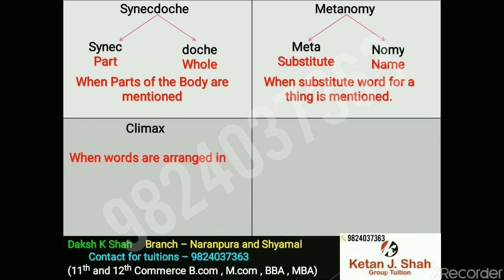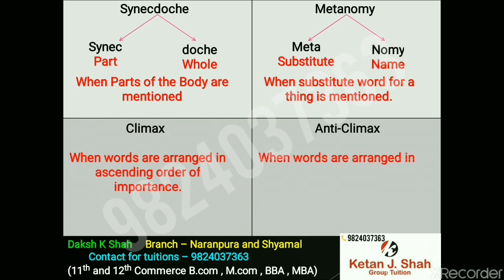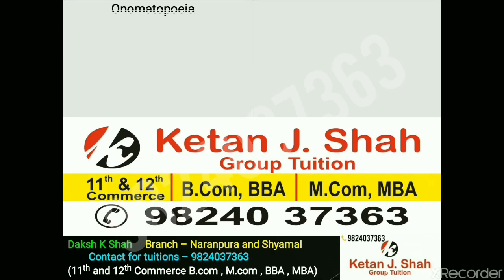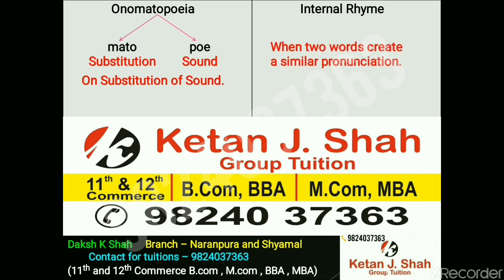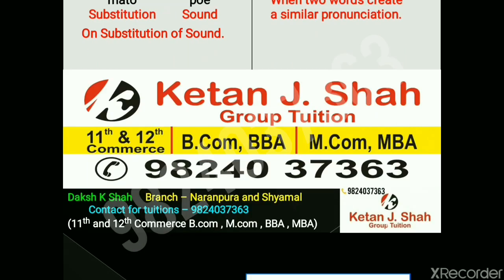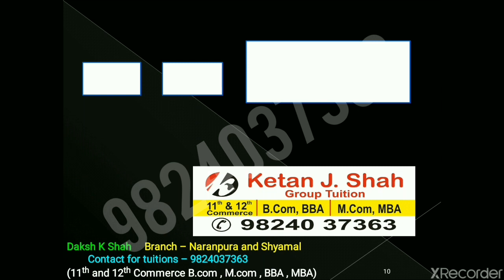Climax. When words are arranged in ascending order of importance. Anticlimax. When words are arranged in descending order of importance. Onomatopoeia. Substitution sound. So it means substitution of a sound. Internal rhyme. When two words create a similar pronunciation. So these were the figures of speech in pairs. Now comes the figures of speech which are not in pairs.